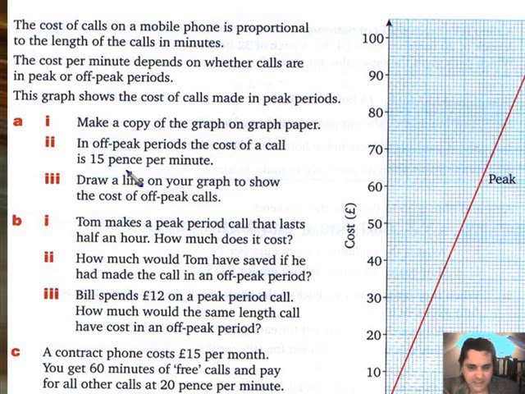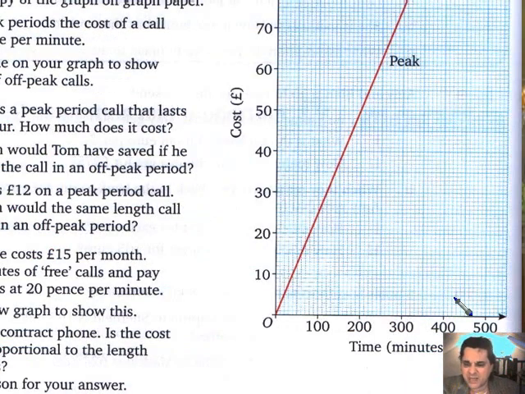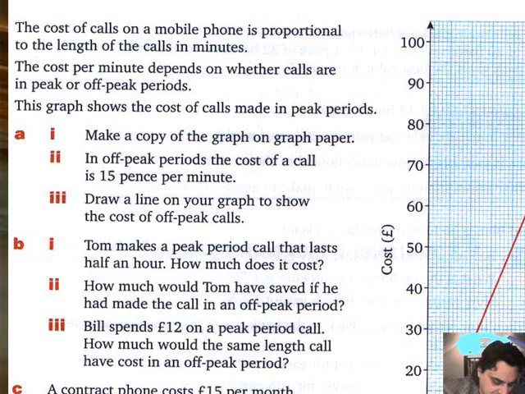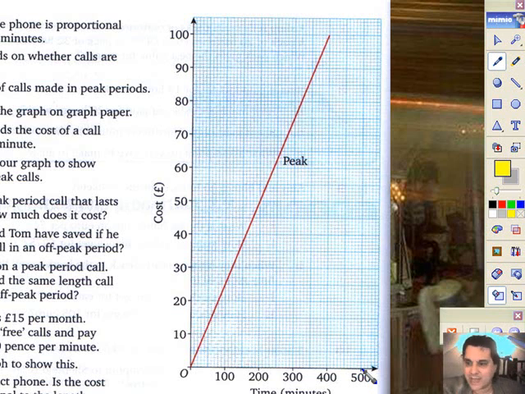Let's make life easy. I've now got to draw a line on my graph to show the cost of off-peak calls. If it's 15 pence per minute, let me go for 500 minutes, yes? So I want to go 500 times 15 equals 7,500 pence. So if I divide that by 100, I have got £75. So this is the calculation that I did actually.